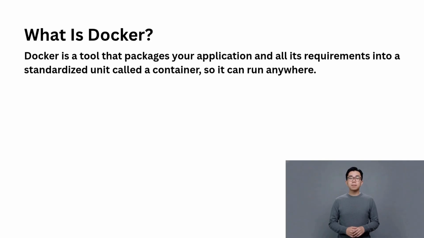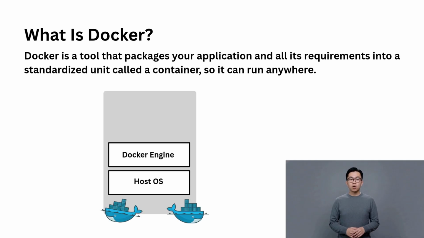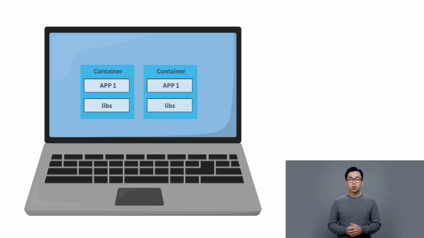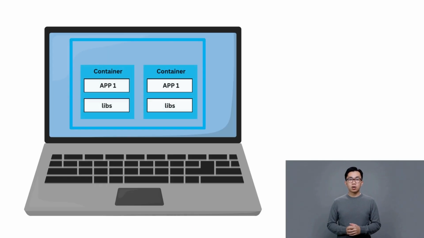Here is the clearest definition of Docker. It is a tool that packages your application and all its requirements into a standardized unit called a container, so it can run anywhere. The container does not run on your computer itself, but it runs on Docker installed on your computer. Your teammates will be able to run your app from a container if their computer has Docker installed. They can run the app because everything the app needs is inside one container. This makes your app portable and consistent.